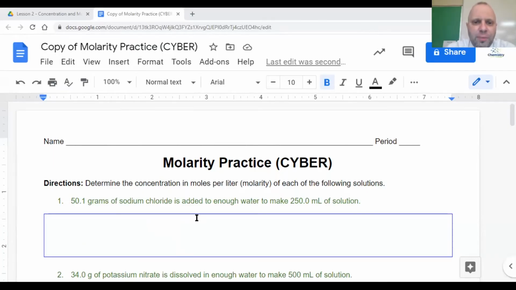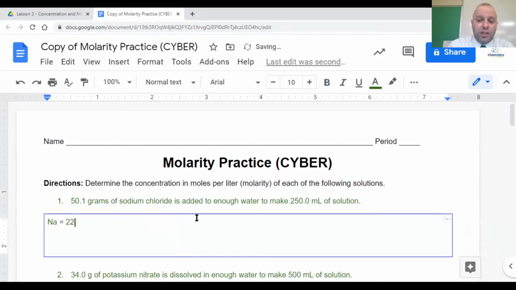Okay, I switched over to my computer so I can show you exactly how I would like you to type these in as we go over them. So in our first problem, we have a molarity problem. This problem is going to be almost identical to the problem that we just covered. So we're going to start off by figuring out the molar mass for sodium chloride.